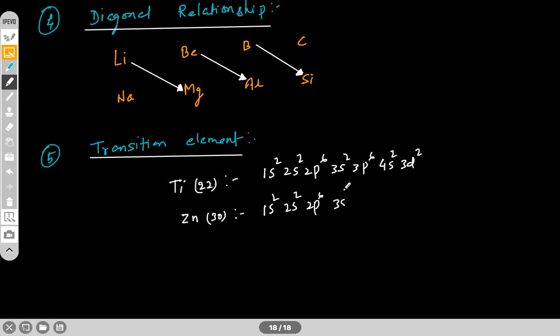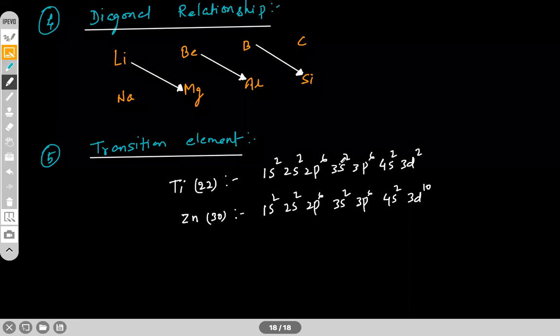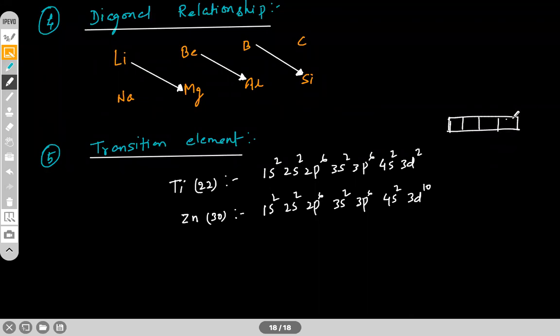For zinc, it is 1s2, 2s2, 2p6, 3s2, 3p6, 4s2, 3d10. In short, in terms of argon also we can write, okay? This 3d has five orbitals, 1, 2, 3, 4 and 5, and electrons are filled according to Hund's rule. And in zinc all five orbitals are completely filled, right?